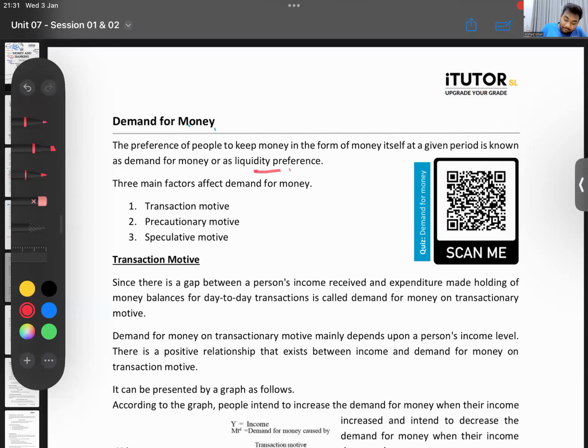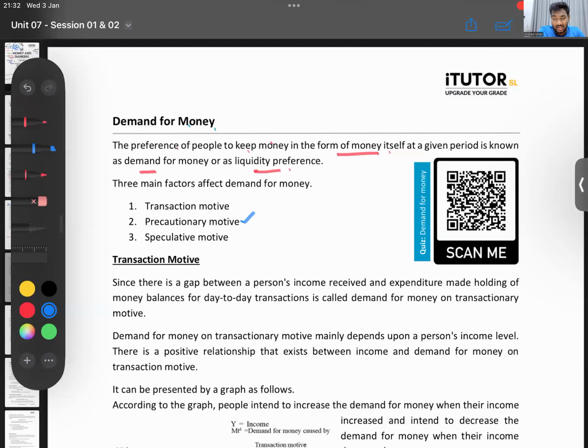So once again, the preference of people to keep money in the form of money itself is known as demand for money. Then can you all tell me why do people keep money with them? Why don't you put all your money in a bank or buy some gold? Okay, you keep some money with you for some emergency purpose. Right, correct. That is the precautionary motive.